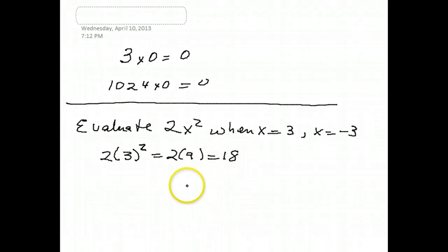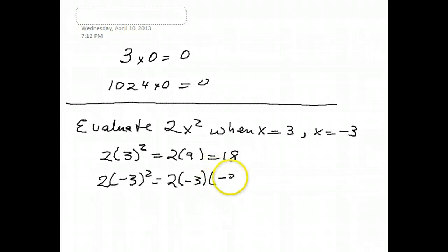Okay? Now what happens if I put in negative 3? 2 times negative 3 squared is going to be 2 times minus 3 times minus 3. Two negatives give me a positive, therefore it's 2 times 9, and the answer is also 18. Okay?